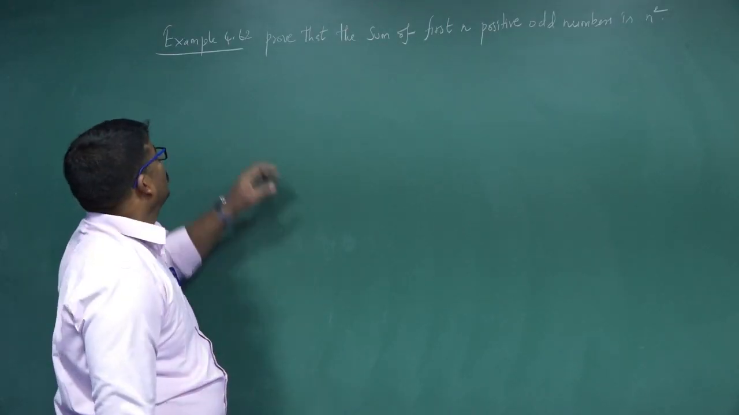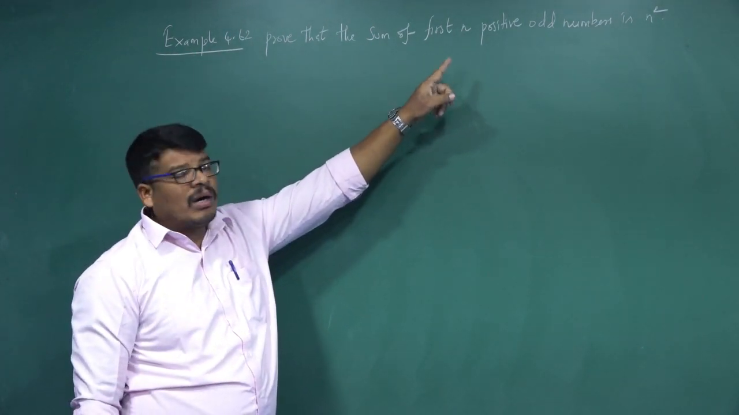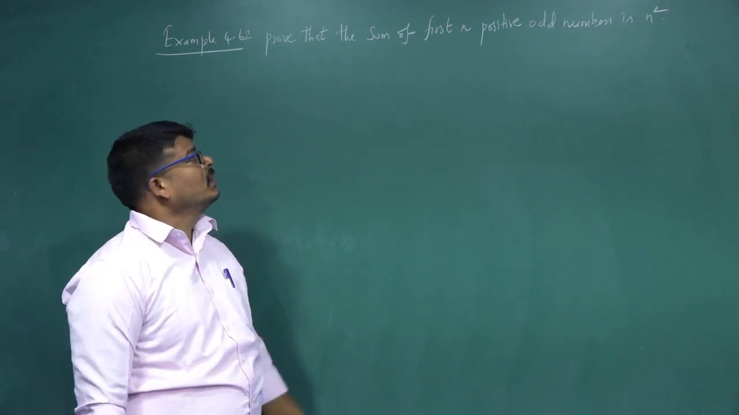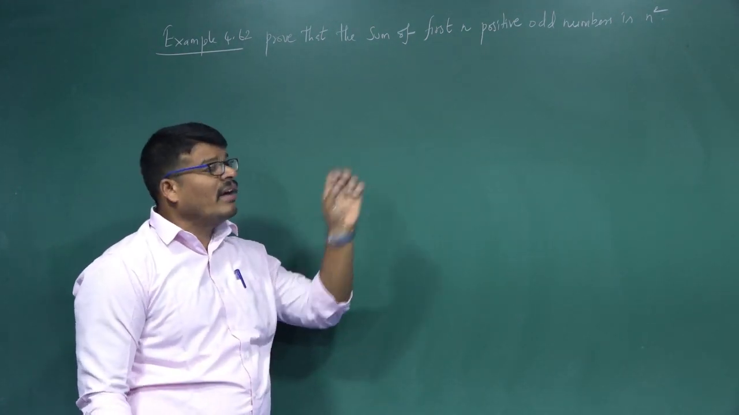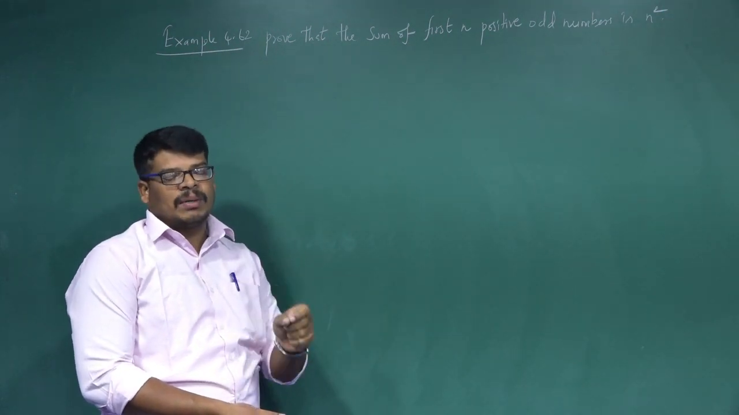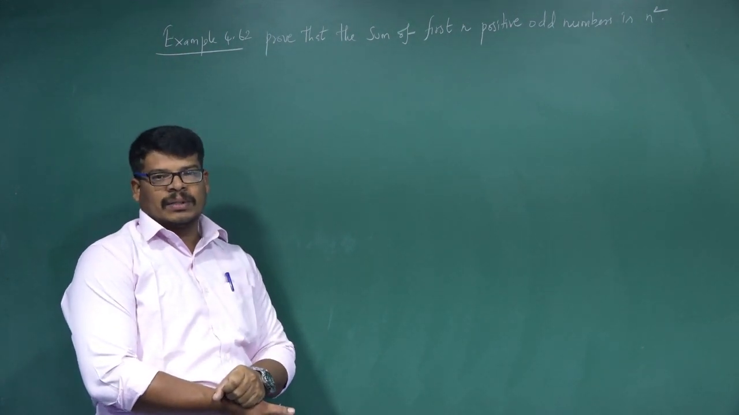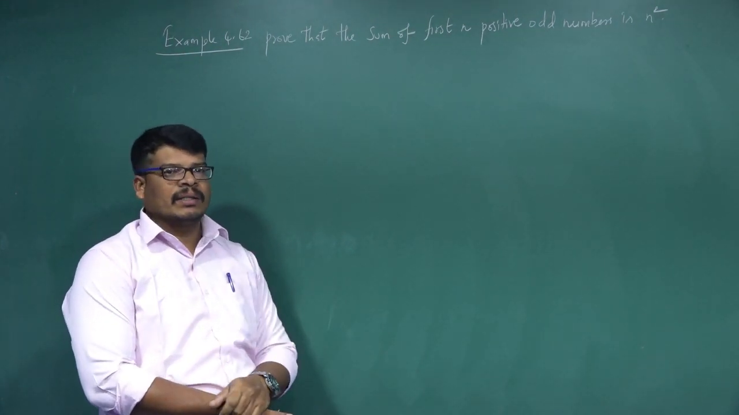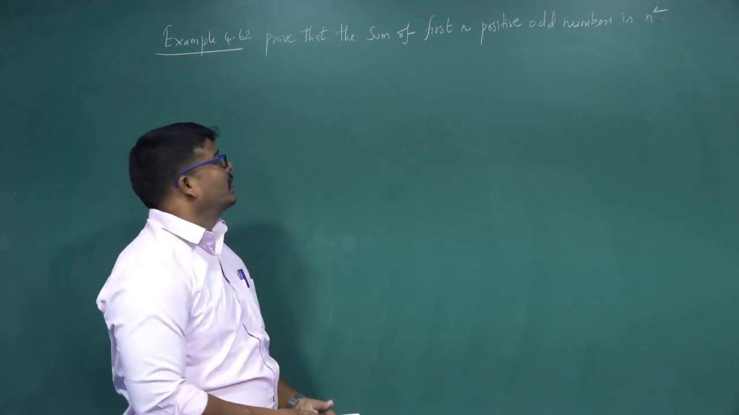Next, example 4.62. Prove that the sum of first n positive odd numbers is n square. Sum of odd numbers, already you know the formula: 1 plus 3 plus 5 and so on. The general term is 2n minus 1, equal to n square. N square is the sum of n positive odd numbers.